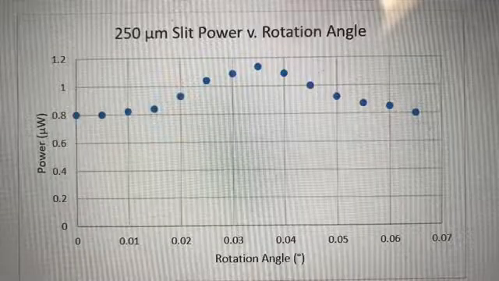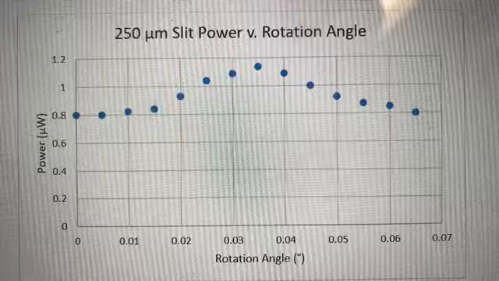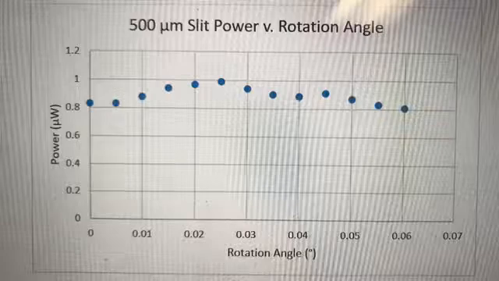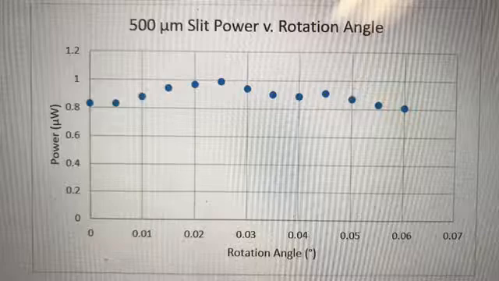So here we have our data for both slits. You can see that for the 250 micrometer slit, we had a max power of about 1.2 microwatts, whereas for the 500 micrometer slit, we had a max power of about 1 microwatt. And you would not expect this. It's most likely due to some error, as the setup was pretty rough. But both these graphs illustrate the distribution we saw over these angles.